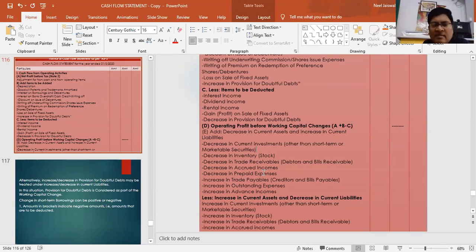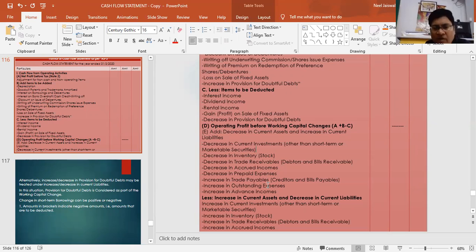Decrease in prepaid expense: we have already made the expense, now a decrease is taking place. That means people are returning the money to us. Whatever expense we have done, we are getting it back. So our cash is increasing. That's why we are adding it. Similarly, increase in trade payables, like loan. We have taken a loan. Simple example, we have taken a loan.